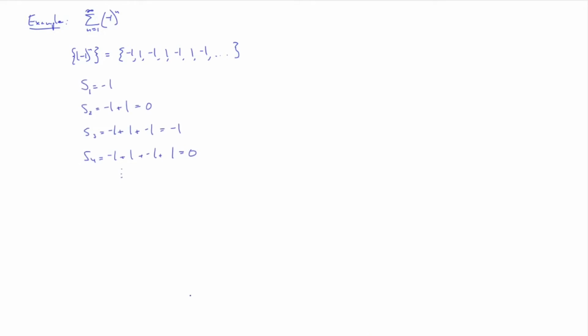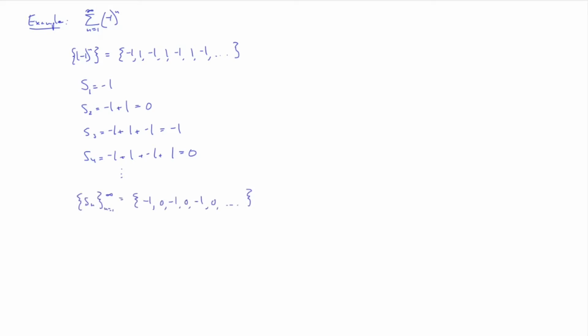Okay, let's look at another example, the series n equals 1 to infinity of -1 to the n. And if we look at the associated sequence of terms, the sequence of terms are -1, 1, -1, 1, -1, etc., and on forever. And from that sequence, we can compute the nth partial sums. The first partial sum is the sum of the first 1 terms, so that's just -1. The second partial sum is the sum of the first 2 terms, that's -1 plus 1, which is 0. And the third partial sum is the sum of the first 3 terms, which is -1. And similarly, the fourth partial sum is 0, because it's -1 plus 1 plus -1 plus 1.